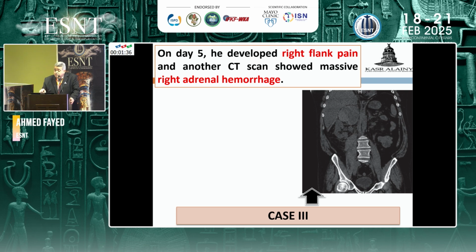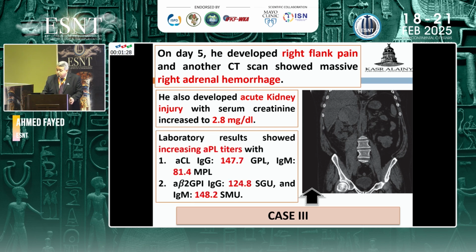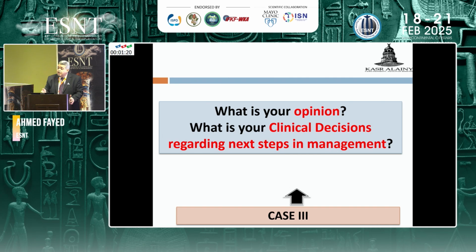There is, as you see here, right adrenal hemorrhage. And he developed acute kidney injury, with serum creatinine rising to 2.8. The laboratory tests done again showed a rising antiphospholipid antibody titer. At this stage, I think plasma exchange here is the rule.